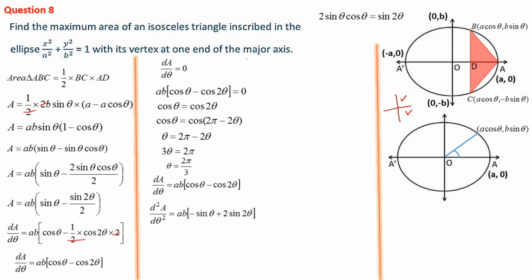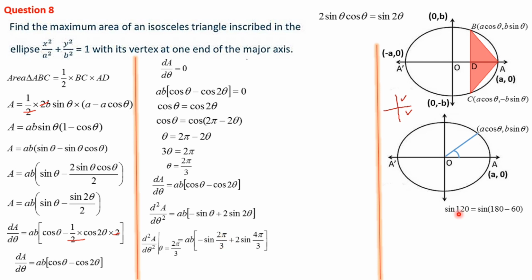Some steps are avoided because we are doing the miscellaneous exercise questions. We need to do the calculation a little faster. So d square A by d theta square at theta equal to 2 pi by 3, that we have to check. That is AB into minus sin 2 pi by 3 plus 2 sin of 2 theta. So 2 theta means 2 into 2 pi by 3, that is 4 pi by 3. Now let's calculate this 2 pi by 3: 2 into 180, 360 by 3, is 120.